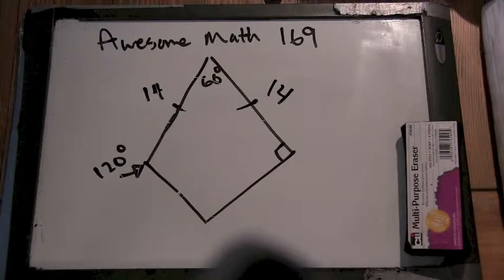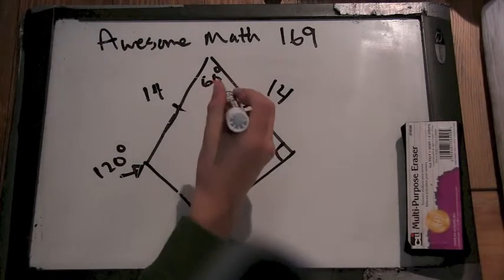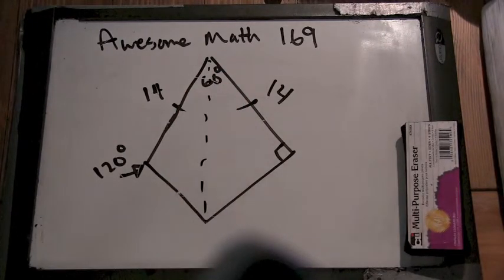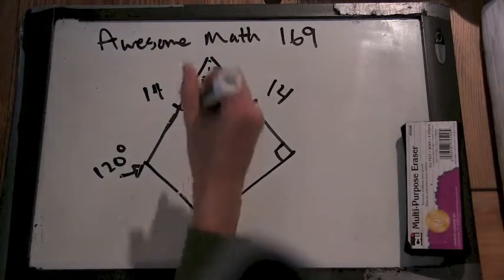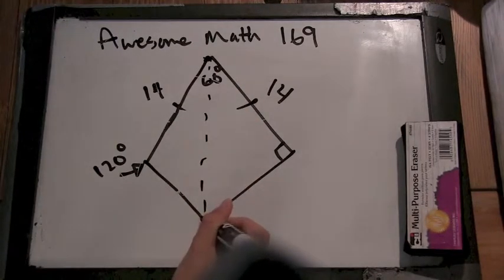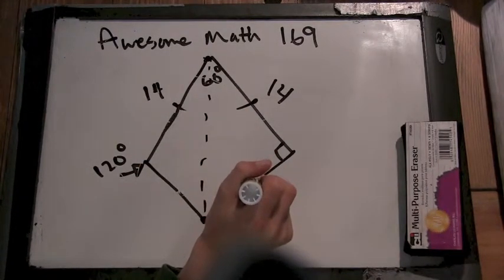Let's see. What else could we figure out from these? Well, we could divide it into two triangles. So these two triangles here, they're congruent triangles. How come they're congruent? Well, because we're coming from two corners, one corner to another. Okay. So these are congruent. What does it mean when triangles are congruent?